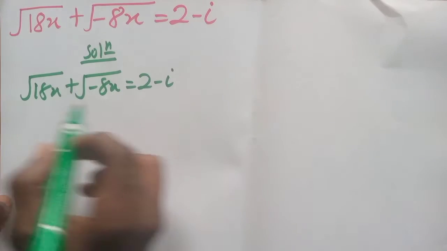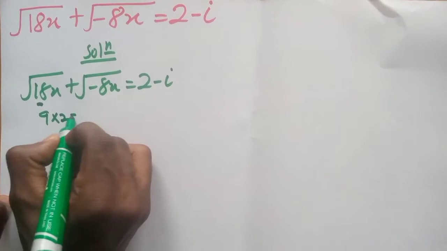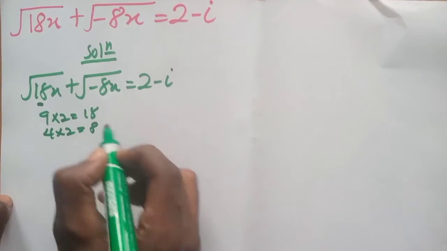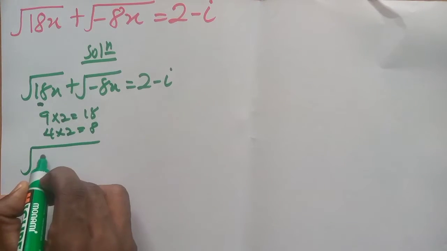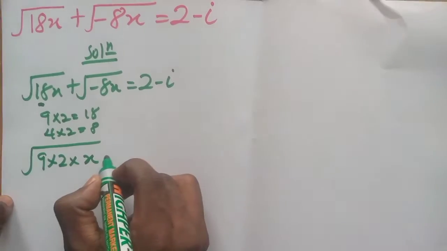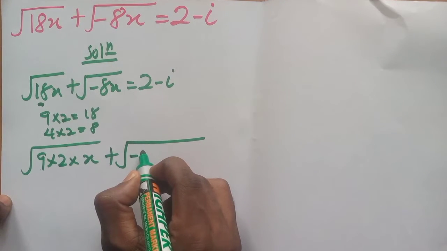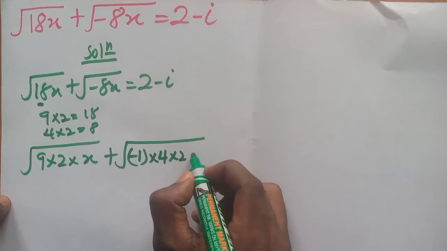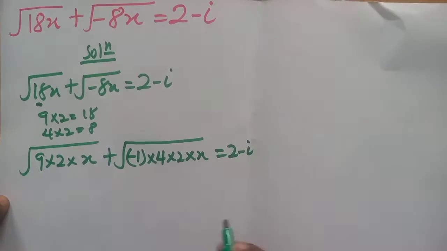From here, what we can do is break this 18 down, because 9 times 2 is equal to 18. In the same way, 4 times 2 is also equal to 8, so we can write everything in terms of 2. So this becomes the square root of 9 times 2 times x, plus the square root of minus 1 times 4 times 2 times x, being equal to 2 minus i.